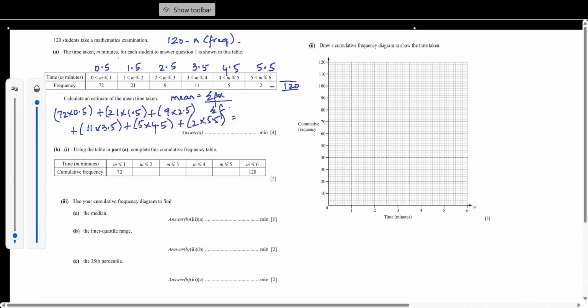72 into 0.5 is 36, and 21 into 1.5 is 31.5, 2.5 into 9 is 22.5, 11 into 3.5 is 38.5, 4.5 into 5 is 22.5 again, and 5.5 into 2 we know is 11.